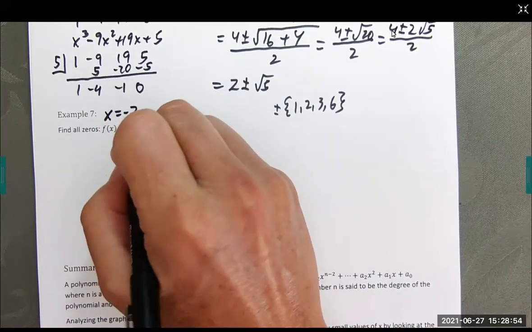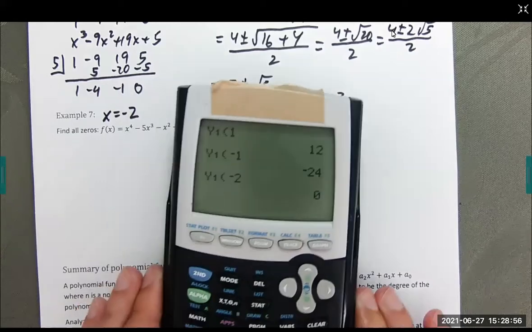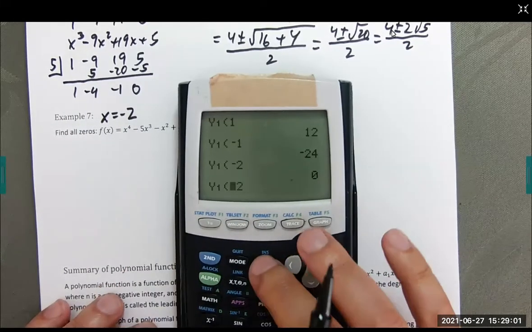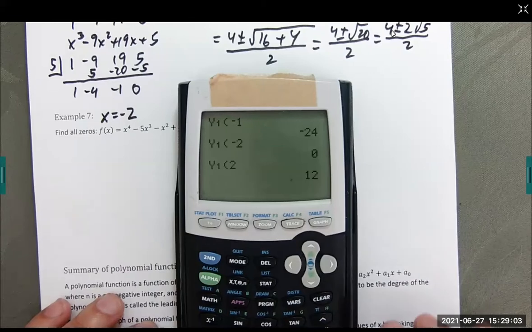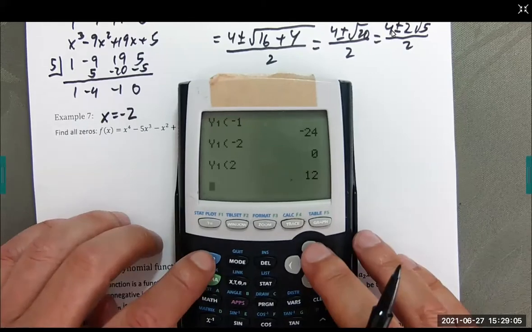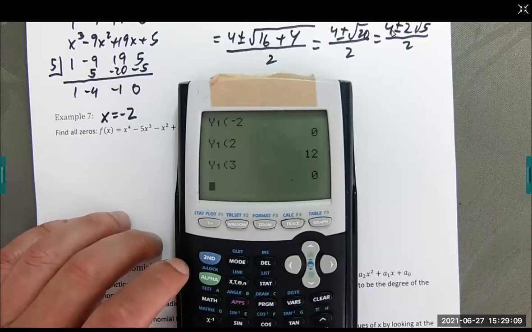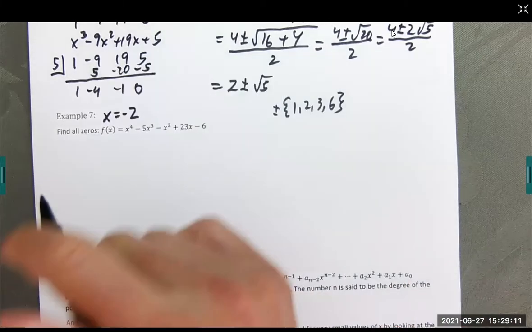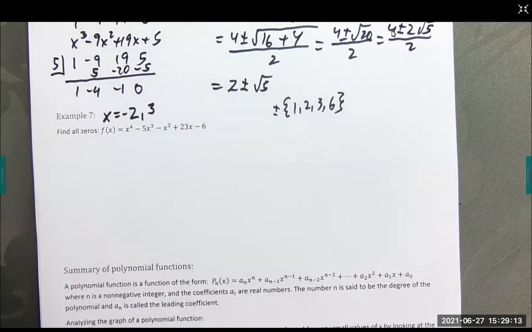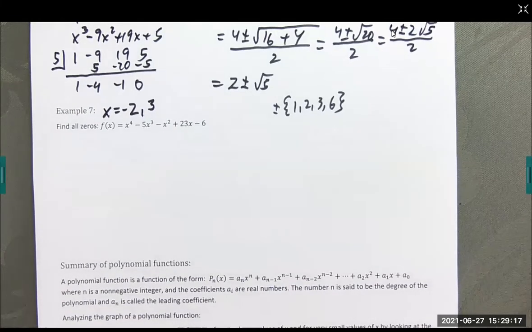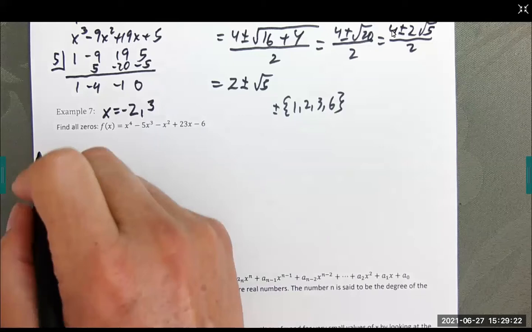There's one of them. Let's keep going. So 2 is not. Let's try 3. 3 is as well. Look at that. So we'll do synthetic division twice, like we did up here. Then we'll have a quadratic. Then we can factor it or use the quadratic formula. So here we go. Let's try -2 first.